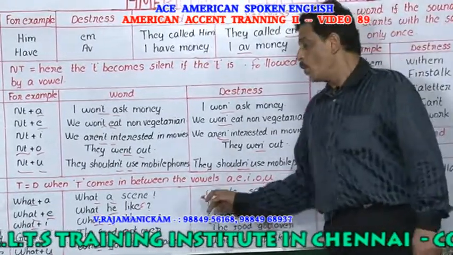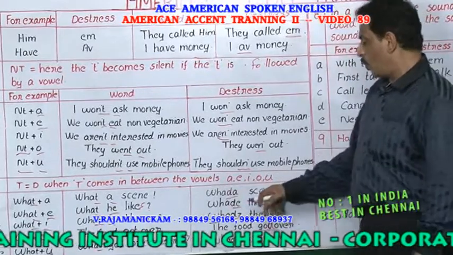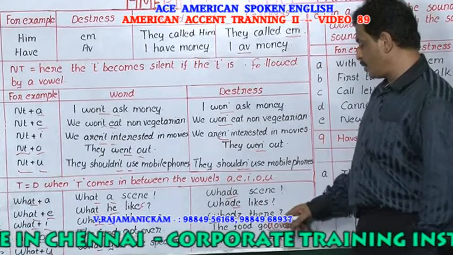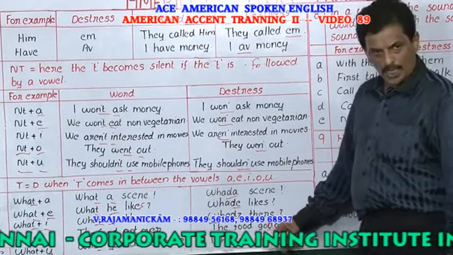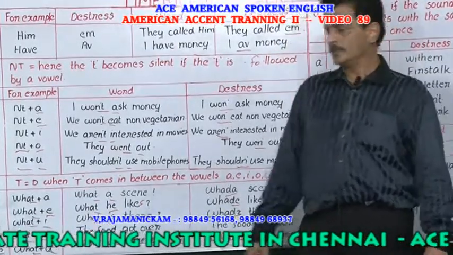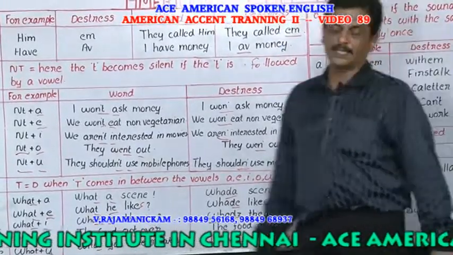Say everybody together. What is seen? What he likes? What's there? The food got over. What are you speaking? What do you speak? What are you speaking? What you are speaking, right?